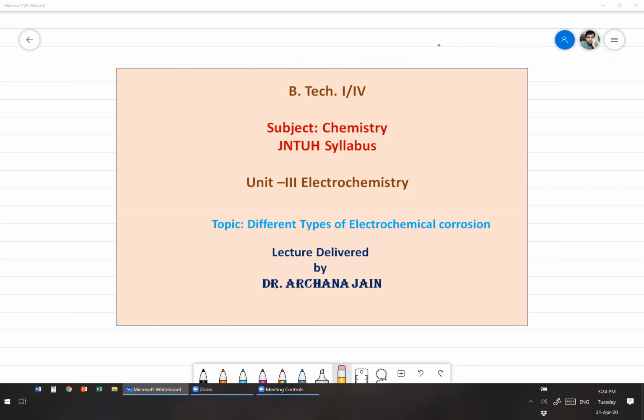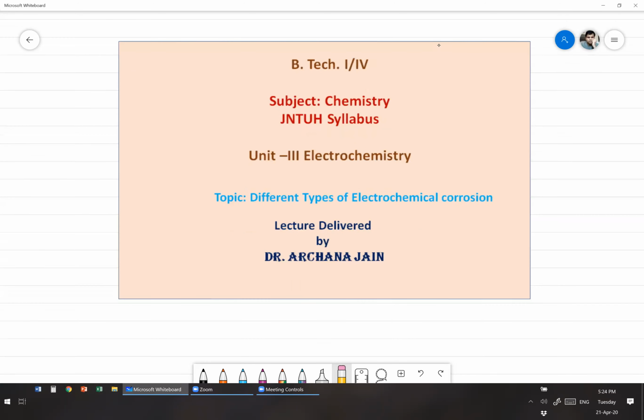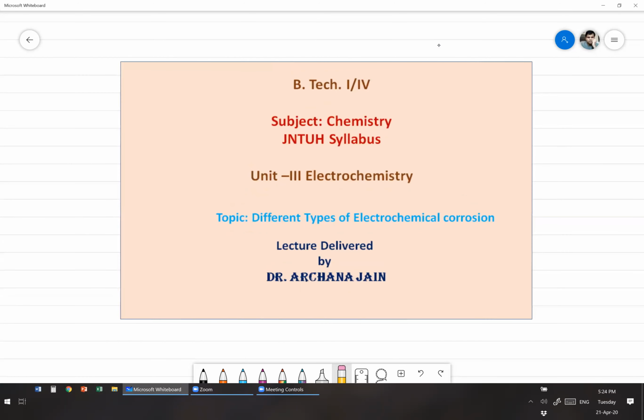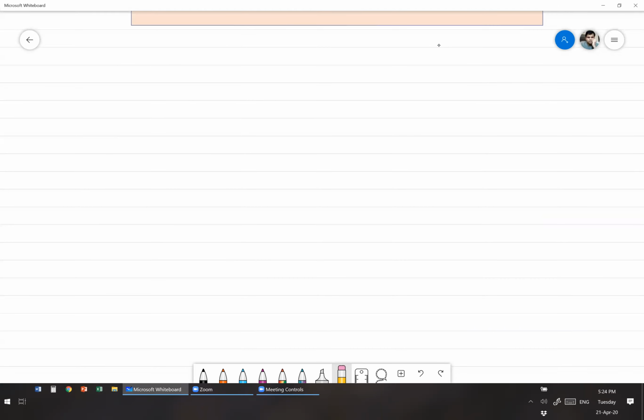Okay, so there are two theories proposed to explain corrosion: dry or chemical corrosion and wet or electrochemical corrosion. We have discussed in detail the mechanism of both types of corrosion. In today's class, we are going to discuss the different types of electrochemical corrosion. In this session, we are going to discuss three types of electrochemical corrosion.